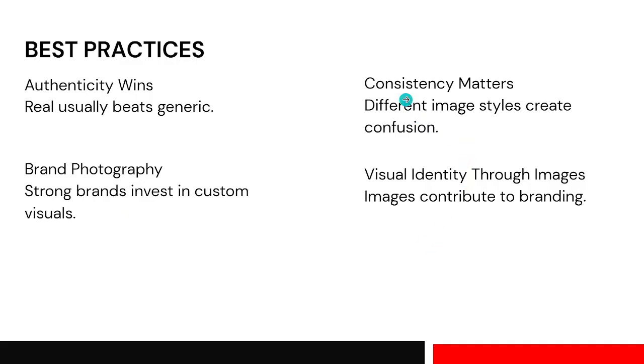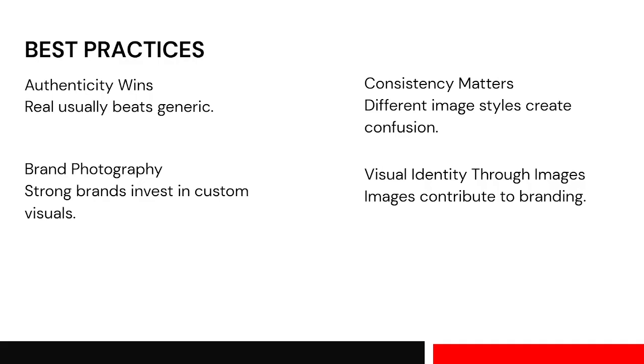And consistency also matters. Different image styles create confusion. The most popular brands like Nike use consistent image styles, and if you go through their Instagram page, you will see a consistency between their visuals. They adopt a minimalistic style in their design.